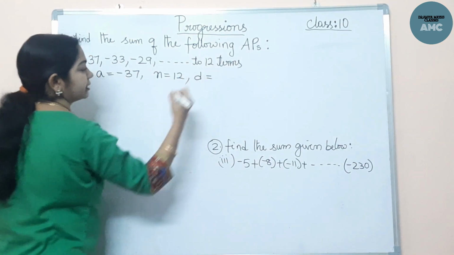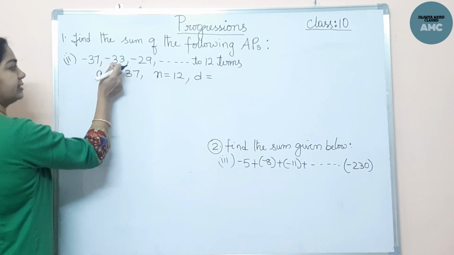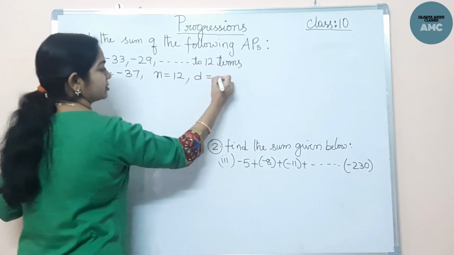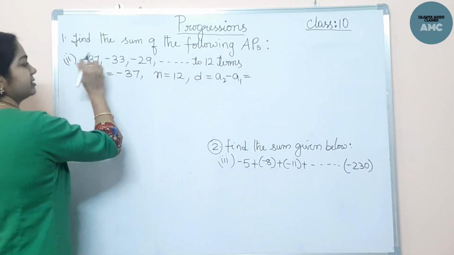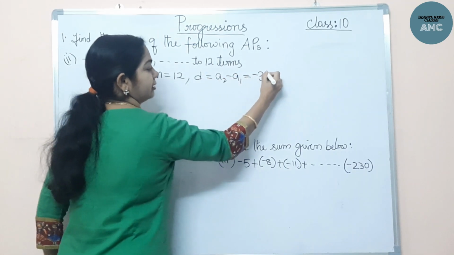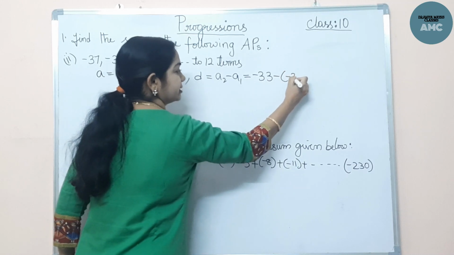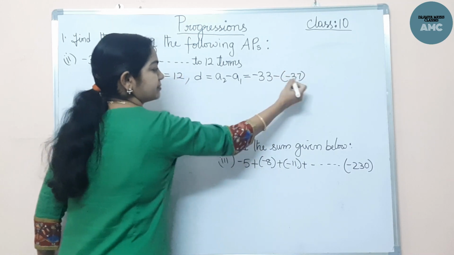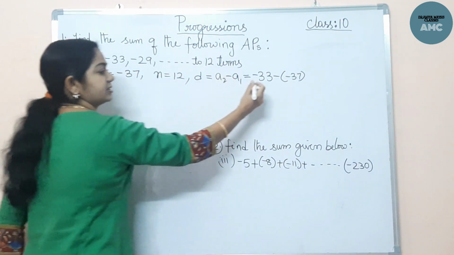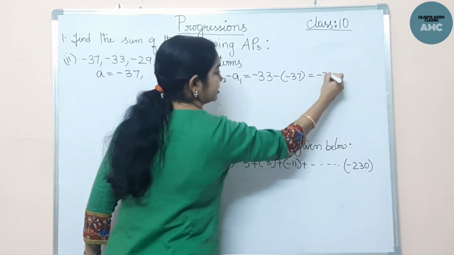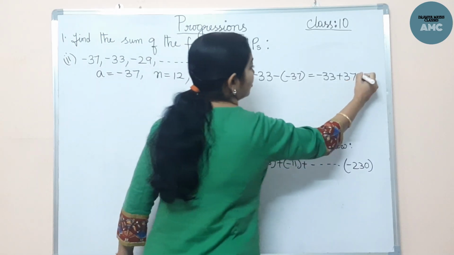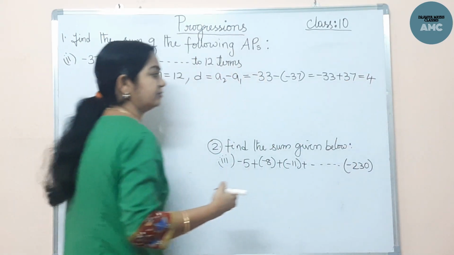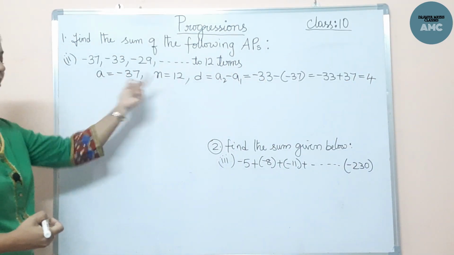D. Right. Here D is A2 minus A1. So A2 minus A1, that comes to minus 33 minus of minus 37. So both the terms minus is there, and again we have to subtract. So that is minus 33 plus 37. This is simply 37 minus 33, which is 4. So D value is 4. A is minus 37, N is 12.